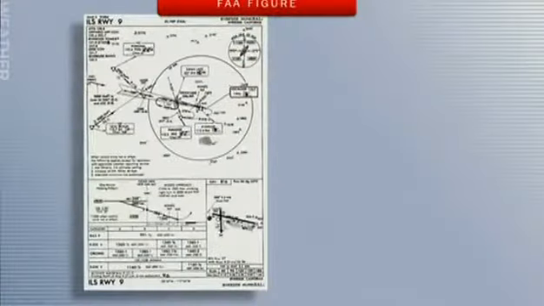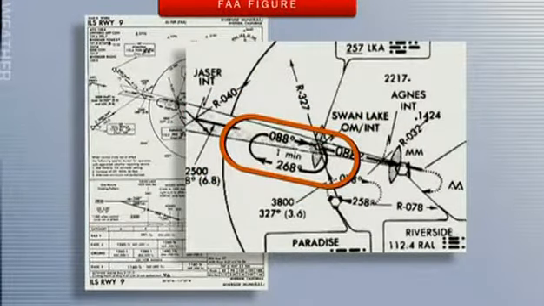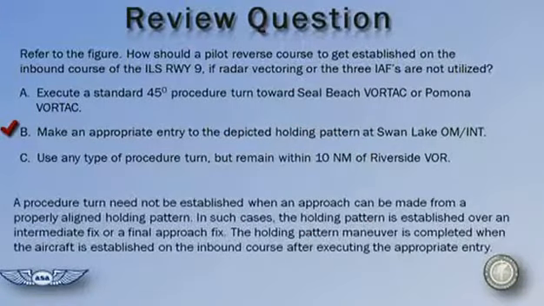Well, we move to a figure which shows us the information we need. Here's our approach and our holding pattern. We refer to the figure. The answer is B. Make an appropriate entry to the depicted holding pattern at Swan Lake OM INT.